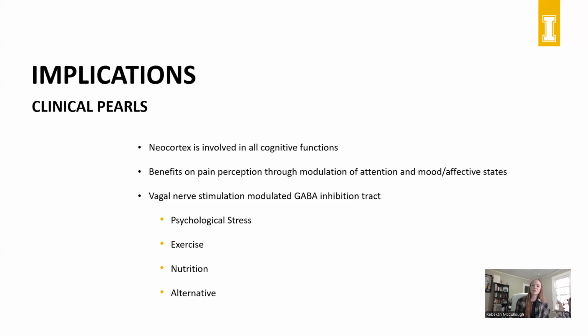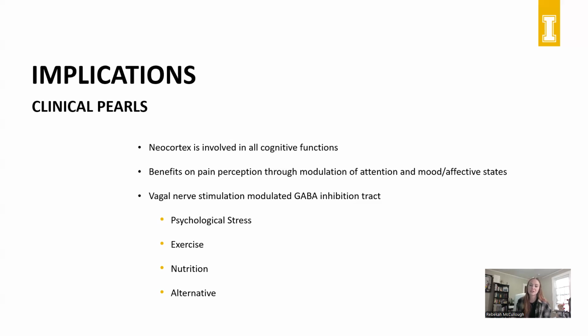The implications, or almost more of a summary here: the neocortex is involved in all cognitive functions. It covers the entire brain in different layers. And then there are benefits on pain perception if we can modulate attention, mood, and affective states, potentially through some of that GABA inhibition tract, which is also useful for vagal nerve stimulation. So the neocortex has its hand in a lot of different things. If we can modulate or change some of those things, that can have positive effects on pain.